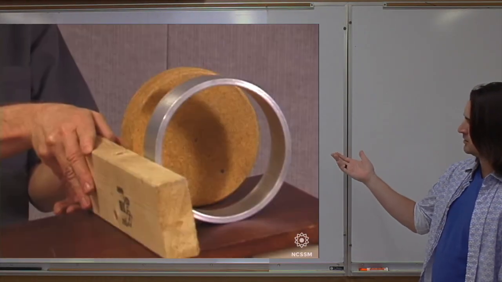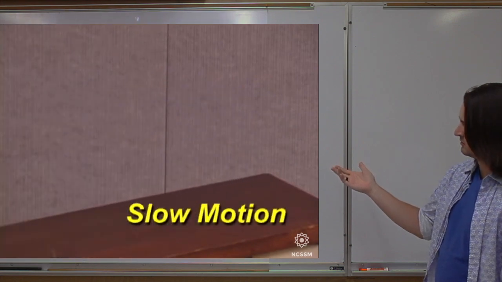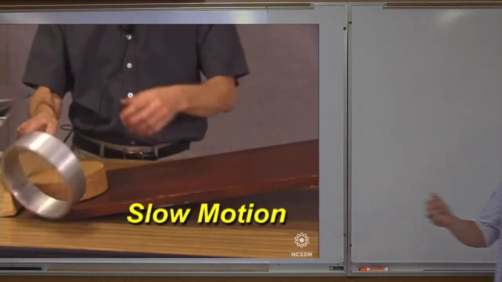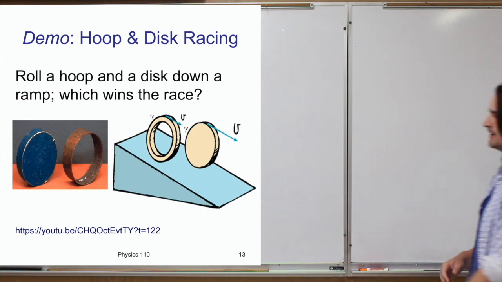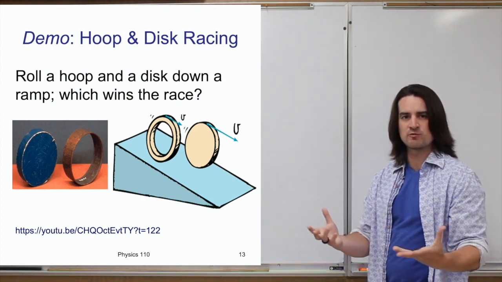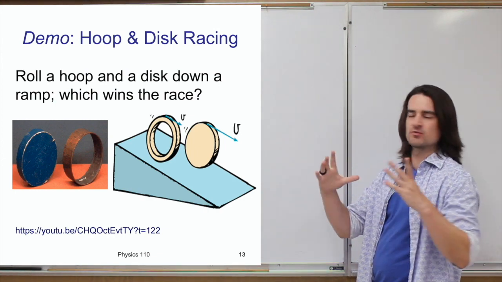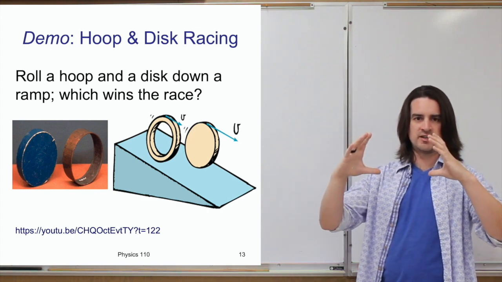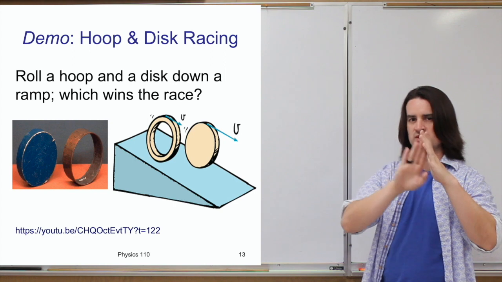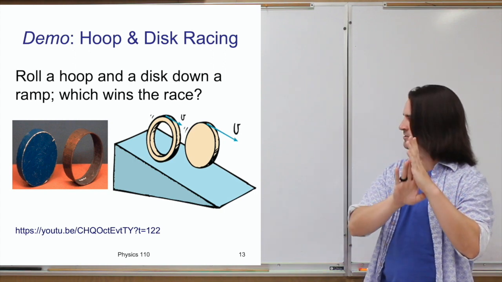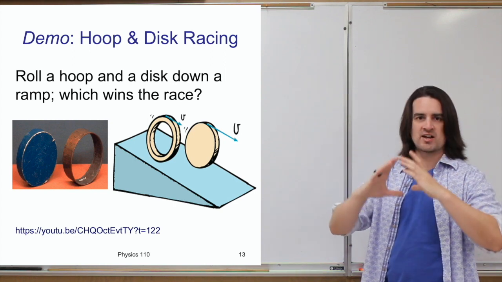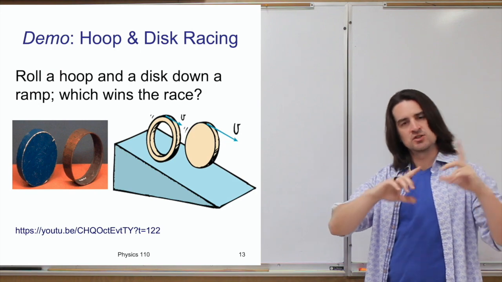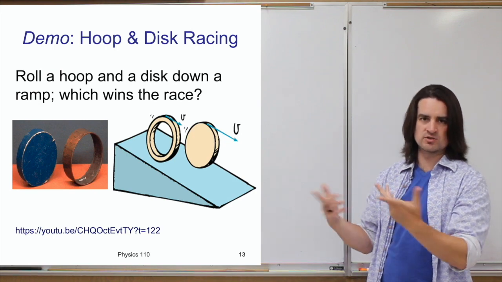Oh, there you go. The disc wins. All right, so again, that same amount of mass, it's the same size overall, but the hoop, all that mass is away from the axis, right? Whereas for the disc, it's all distributed uniformly around that axis. So the hoop has the higher rotational inertia. It's going to be harder to get it to rotate. It's going to go slower overall.